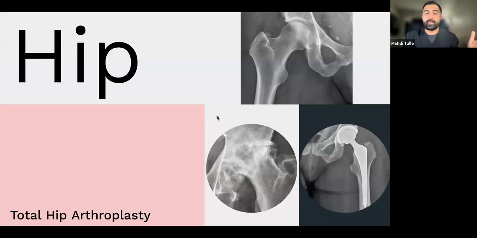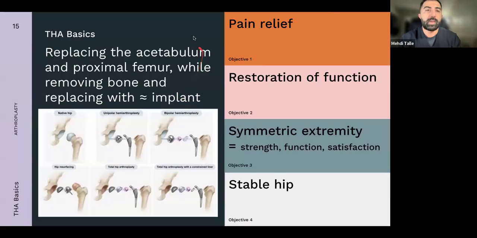So a lot there for total knee, but I think we covered the main things that I was hoping to hit. Moving on to total hip here. So THA basics: you'll see here a similar surgical paradigm. You're replacing the acetabulum and the proximal femur by removing the bone and replacing them with similar implants.